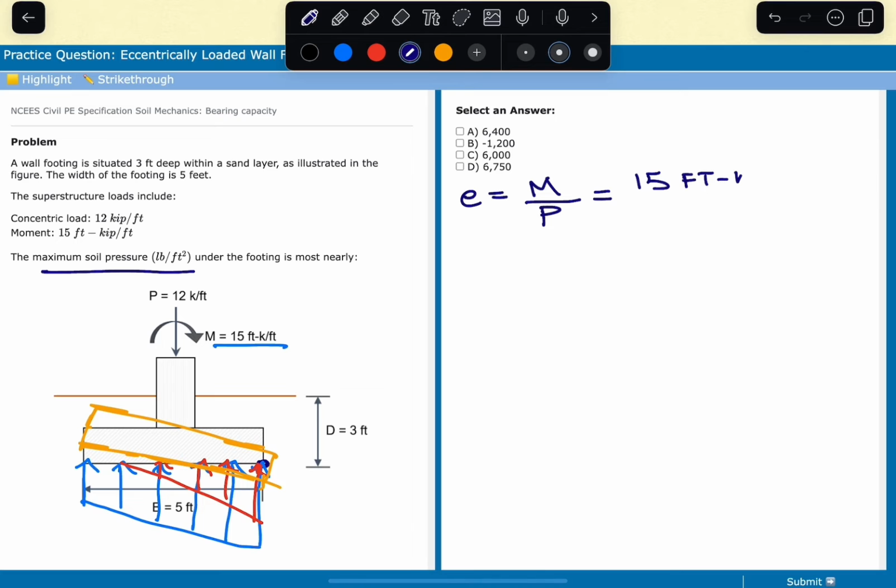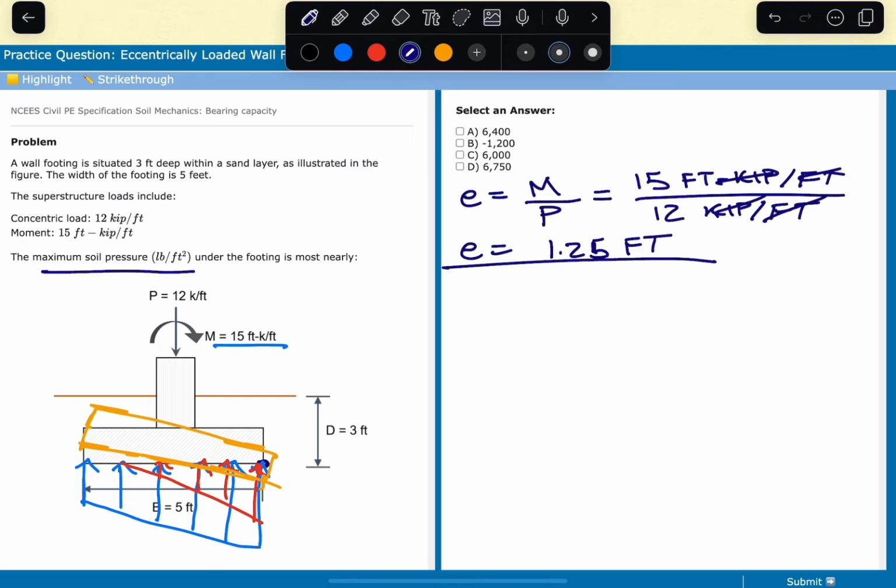So we have 15 foot kips divided by foot, over 12 kip per foot. Kips are going to cancel out, and you're going to end up with feet. We have 1.25 feet. All right, there's our eccentricity.